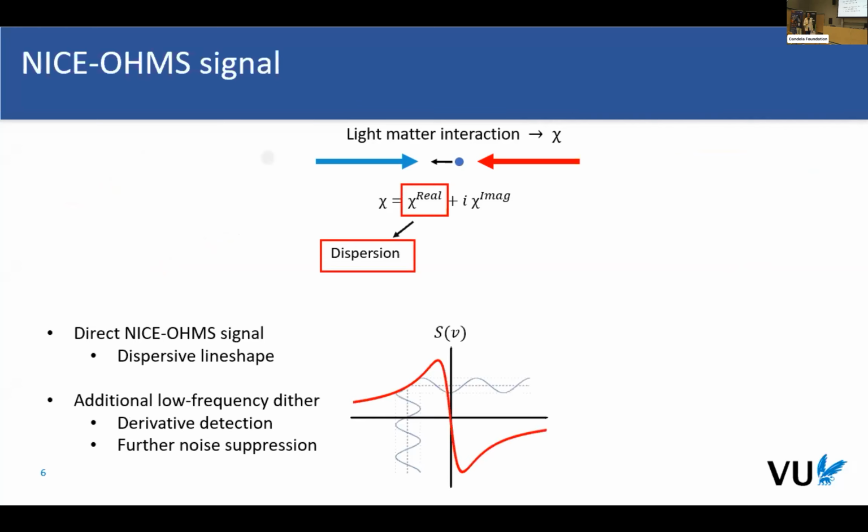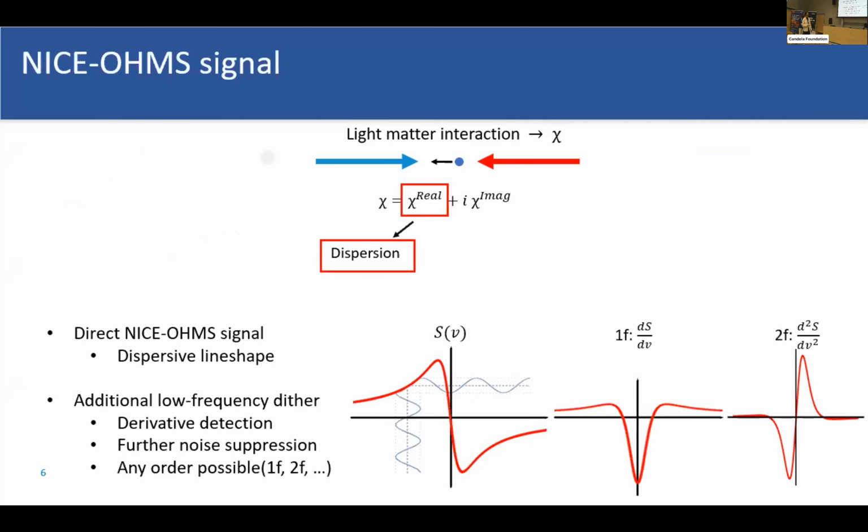But in order to reduce noise even further, we also apply within the spectral profile a wavelength modulation, which is a second layer of modulation, which then gives us a derivative detection. The signals we extract can be either the 1F or 2F, the first or second derivative, which look like these line shapes. This is the first derivative of a dispersive Lorentzian, or the second derivative.